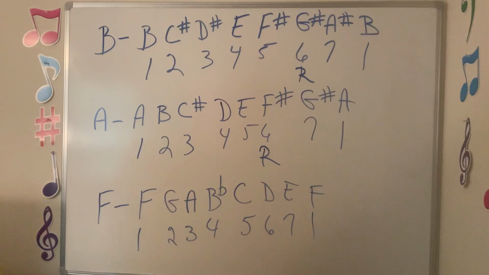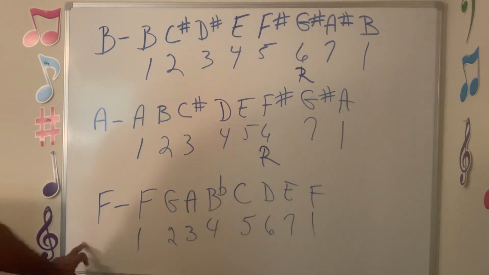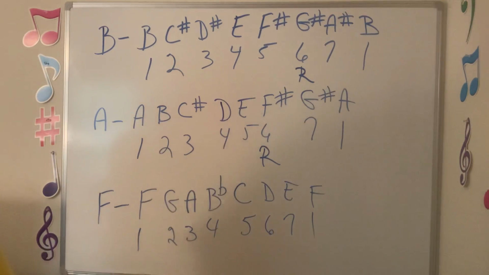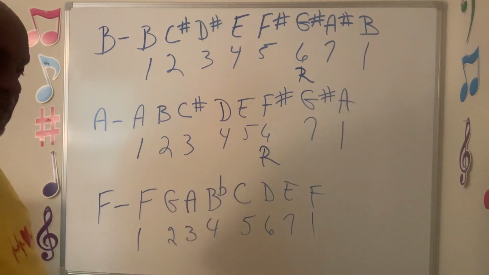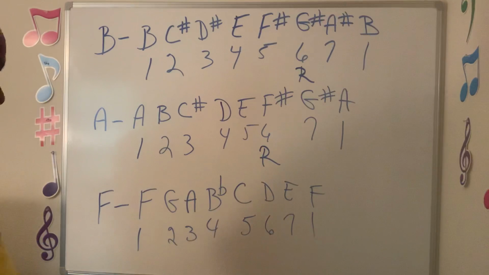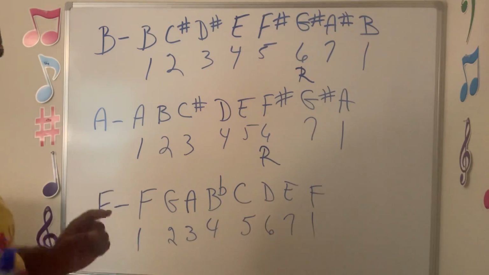All right, let's move on. Let's go to the key of F major. The key of F major has 1 flat, and that's B flat. One more time, the key of F major, or the F major scale, has 1 flat, and that's B flat.